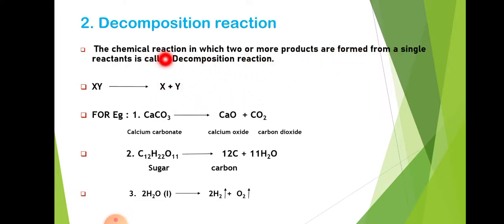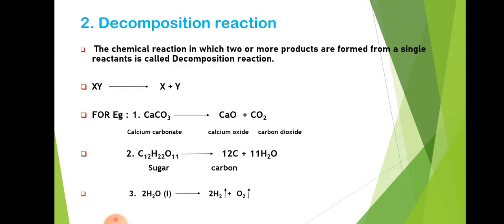Combination reaction and decomposition reaction are opposite to each other. What was there in combination? Here you can see.